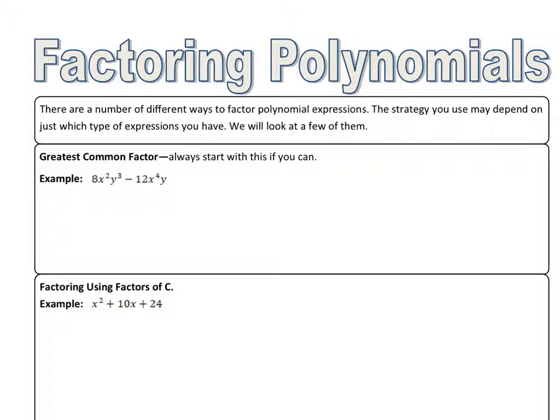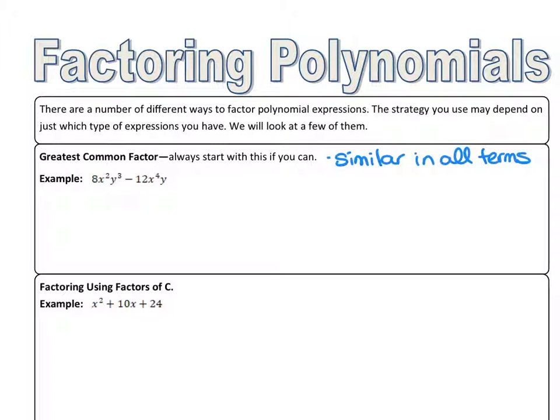The first one we're going to look at is mostly just the greatest common factor. And every time you factor, this is the thing you're going to look at first. So I'm going to go through one of these examples. When you're looking for the greatest common factor, you're trying to find what is similar in all terms.